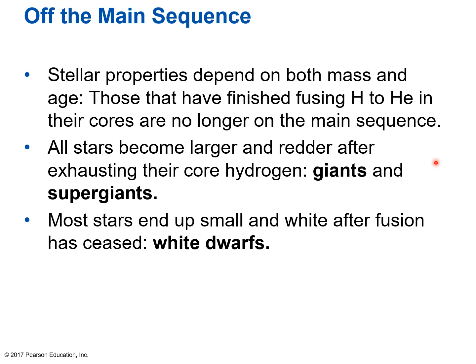And in chapter 17, we will look at the specific processes that go on to make stars become giants or supergiants. But for now, in chapter 15, we'll just say that after they're done fusing hydrogen to helium in their cores, that's when they leave the main sequence. They become either giants or supergiants. Most stars end up small and white after fusion has ceased. So most stars will end up being white dwarfs.